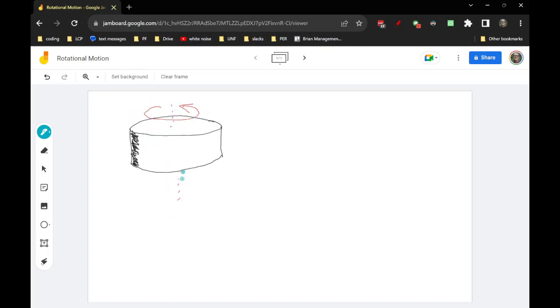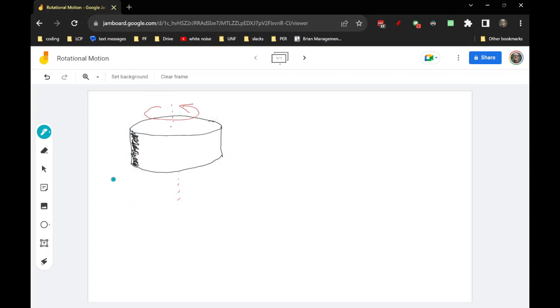So the dashed line here represents the axis. That's the line around which it is spinning. So if you think of it like a top, this is the line that goes through the top. And then we're drawing a little red circle here to represent what direction the thing is rotating in. So we need to define some physical quantities to describe this rotation.